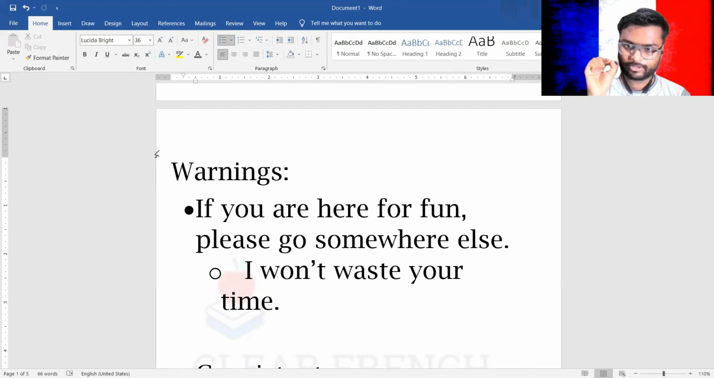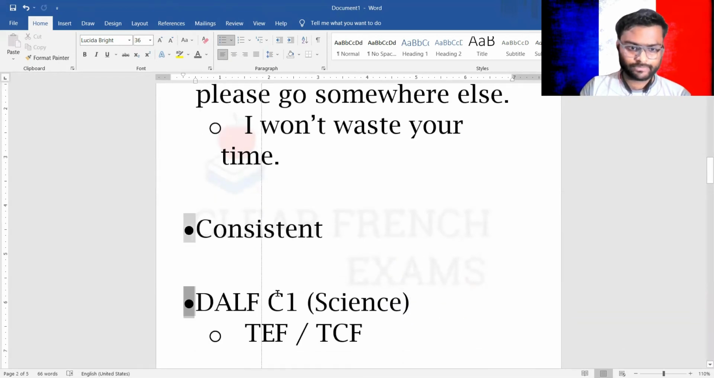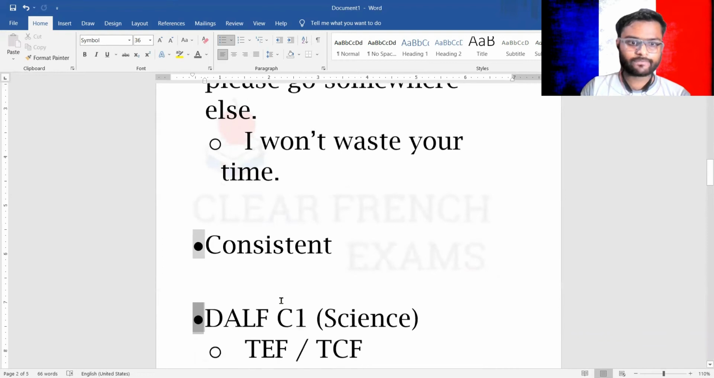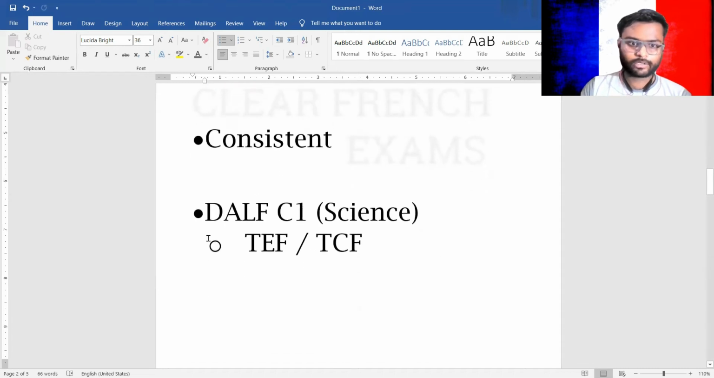So if you are here for TCF, TEF or Delf exams, please be serious, take a pen and a paper and be consistent. This is my qualification. I have cleared Delf C1 in science. It's a Delf C, otherwise my level is C2 level. And I have cleared TCF and TEF exams too. So let's start.